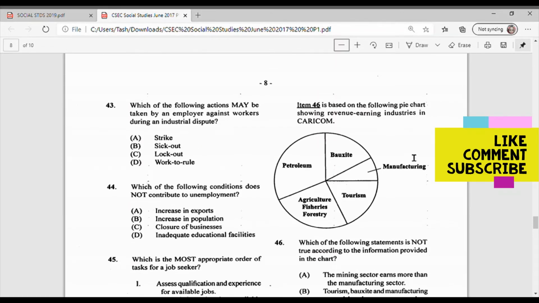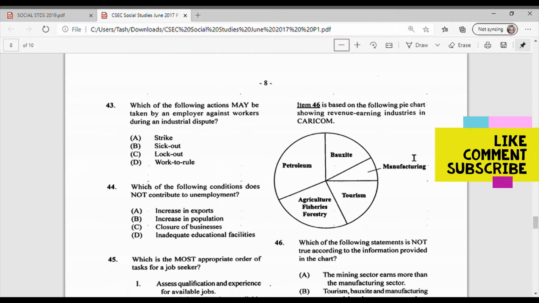43. Which of the following actions may be taken by an employer against workers during an industrial dispute? So the strike would have been the worker that is doing that. Sick out would also be the worker. Lockout would have been the employer. So the employer can actually lock the gates or lock the office so that persons are not allowed to enter. And work to rule would be something that the workers would actually do. So the question said action that may be taken by an employer. There is only one, so that would have been letter C, which is lockout for your answer.